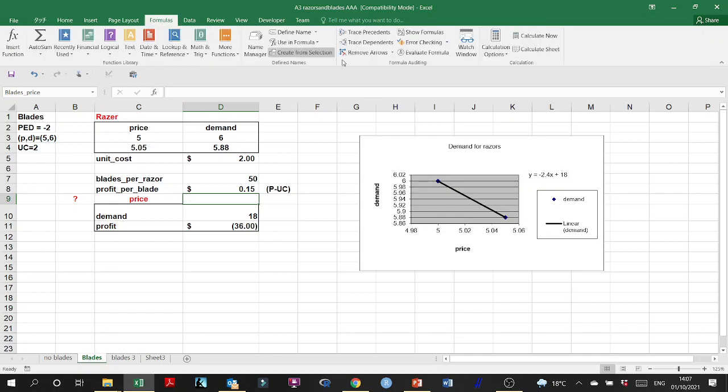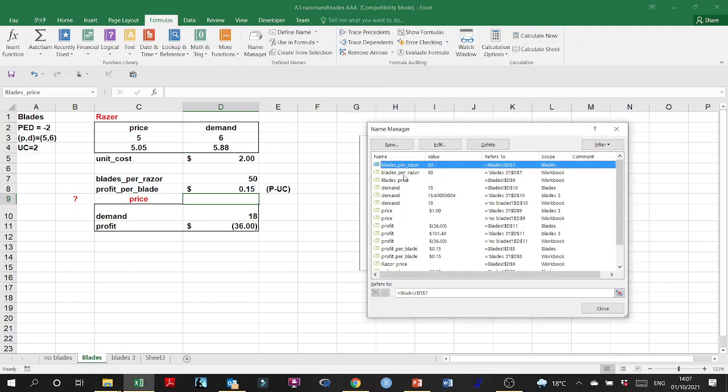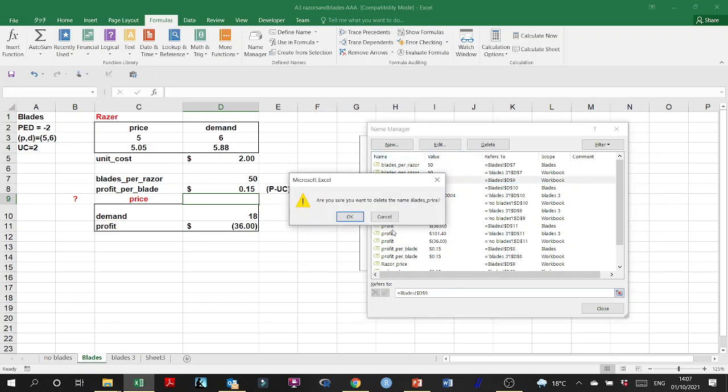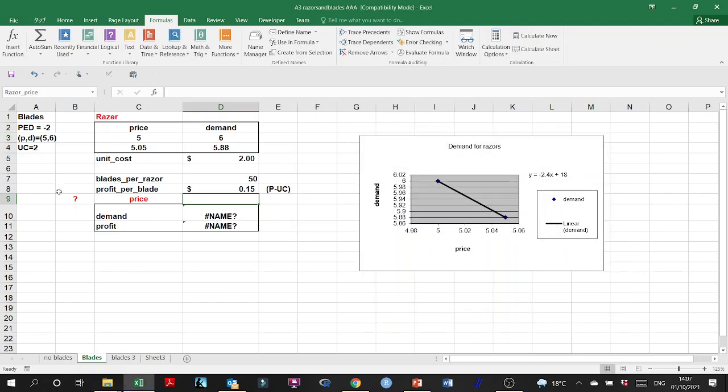If you run into difficulties like that, you just go to the name manager and find plates price, delete that. Bye bye. So now over here, instead of price, I will have razor price. And with the demand, I'm going to have razor price. And over here, this is also the razor price. I'm sorry for that, guys.